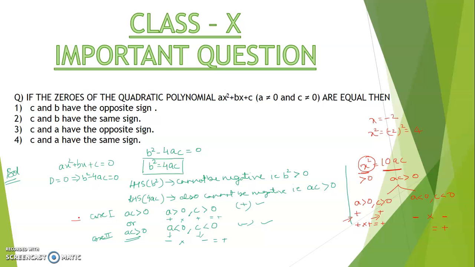See here, this case 1, case 2, A and C, or A and C, same thing students. C and A have the same sign. So I've repeated it here also. See here, A and C, they have the same sign. Okay, so in this way you will solve. I hope you have followed.